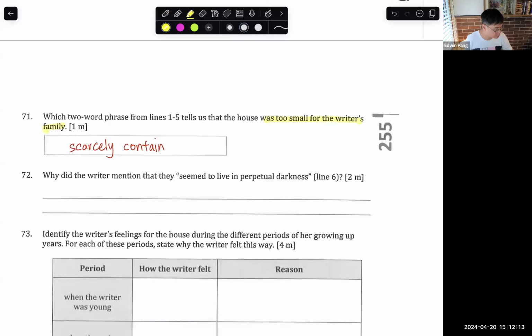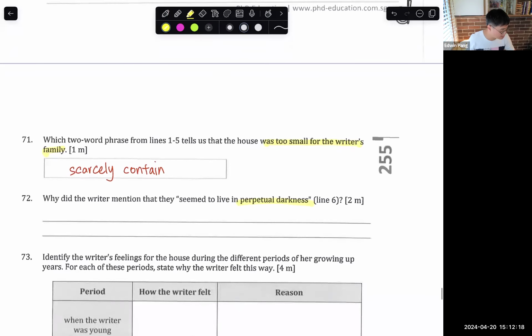All right. So question 72. Why did the writer mention that they seem to live in perpetual darkness? Okay, so this is 2 marks. So highlight 2 marks here because I need 2 points, right? They lived in perpetual darkness means that there was the idea that there is not enough light.